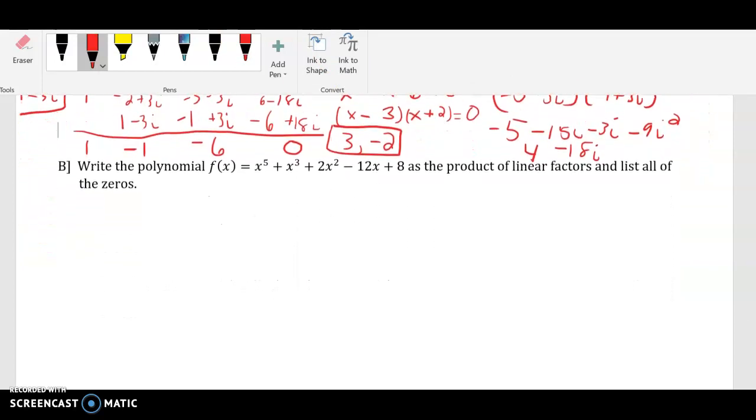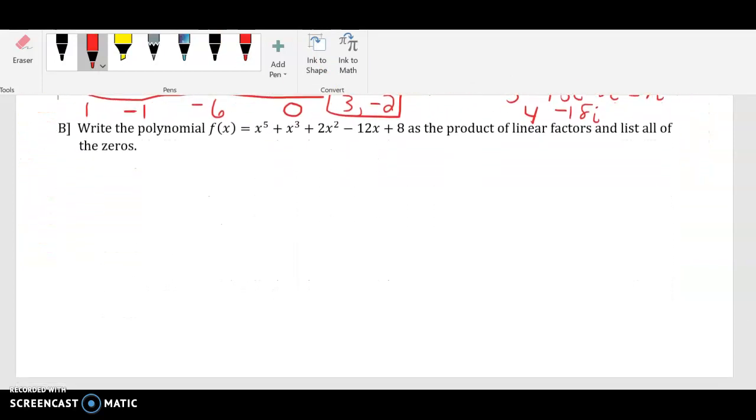All right, so now it says write the polynomial as a list of linear factors, and list all the zeros. So our answer is going to have a bunch of parentheses, should have 5 zeros, 5 factors, because here's x to the 5th. And notice they didn't give us anything. So this is where we would either use our rational zero test and do some guess and check, or we could use our calculator and find the zeros. That's what we're going to do.